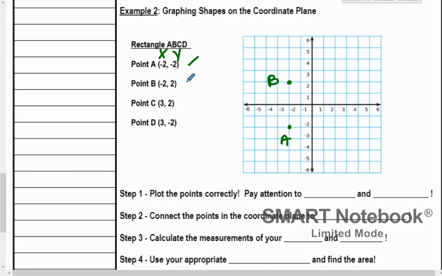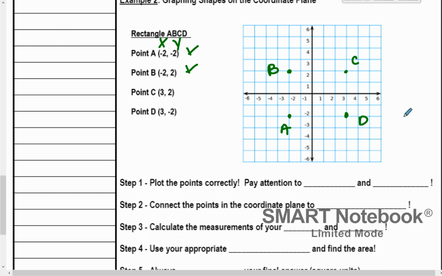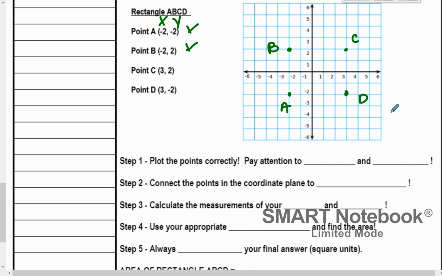Okay, so I did point A, I did point B, they're supposed to be check marks. And now I have to do point C. I'm going to go starting at the origin, always starting at the origin, go over 3, 2. So that's my point C. Point D, I'm going to go over 3, down to -2. That is point D.